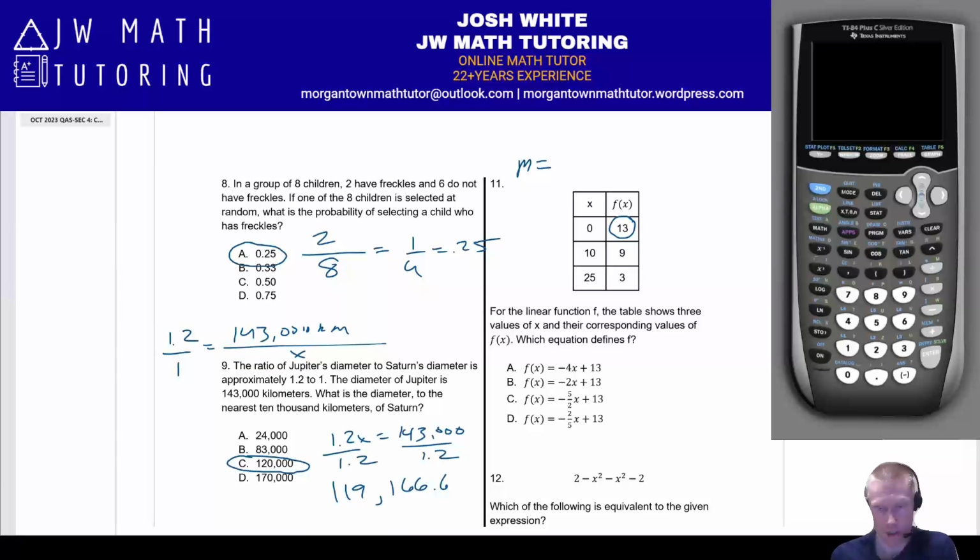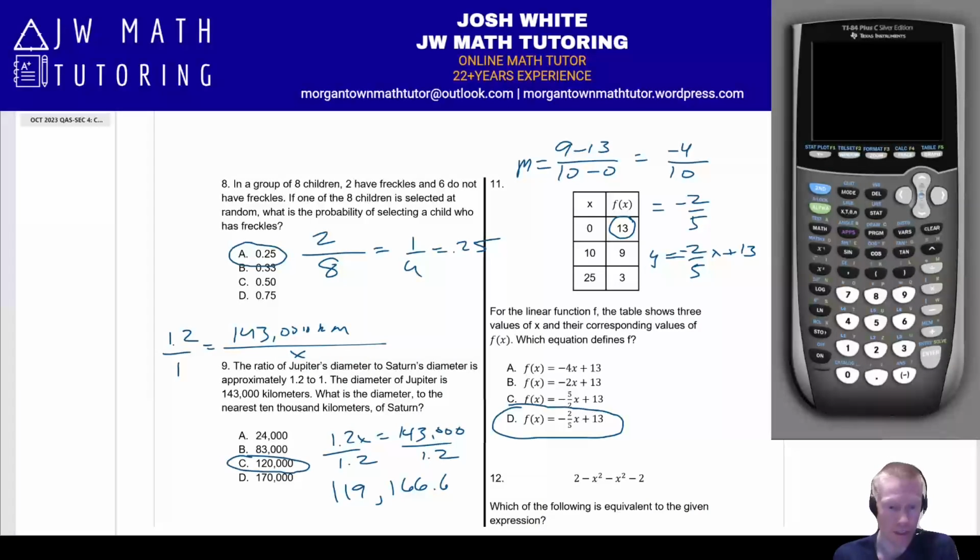Remember, slope is change in y over change in x. It doesn't really matter here, so let's do 9 minus 13 for the y values, and 10 minus 0 for the x values. So I get negative 4 over 10, which reduces to negative 2/5. So the equation of the line is y equals negative 2/5 x plus 13. The correct answer is letter D.